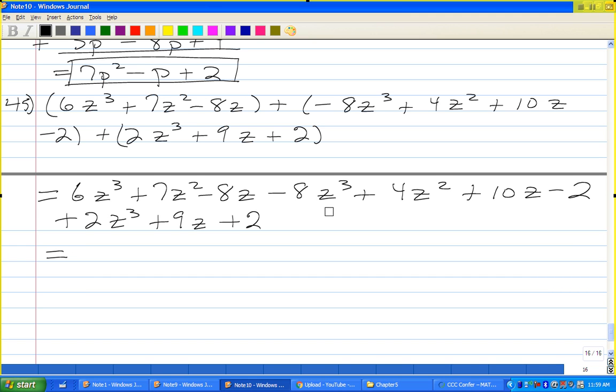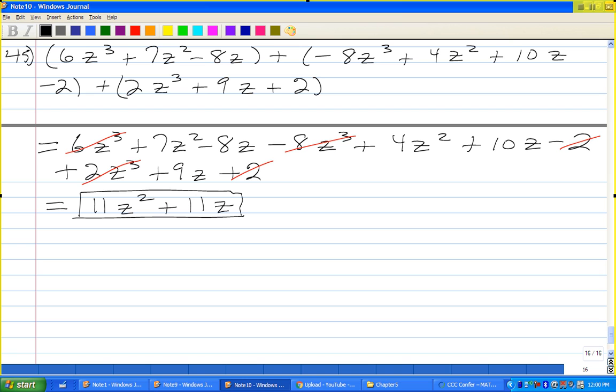6z cubed, minus 8z cubed, plus 2z cubed. Oh, the z cubes cancel. You have 8z cubed minus 8z cubed. 7z squared plus 4z squared is 11z squared. Minus 8z plus 10z is 2z plus 9z is 11z. 2 minus 2 cancels. And that is your answer.